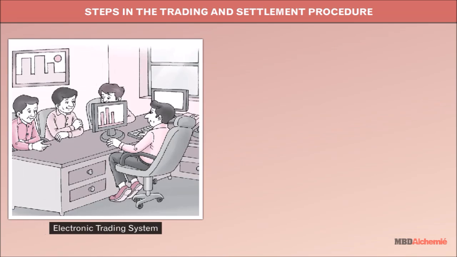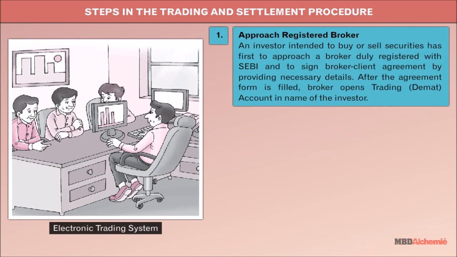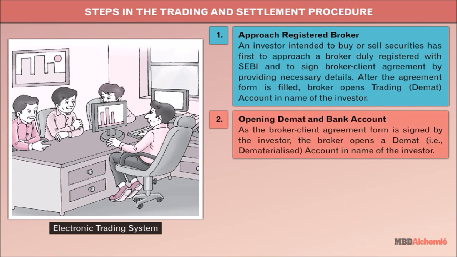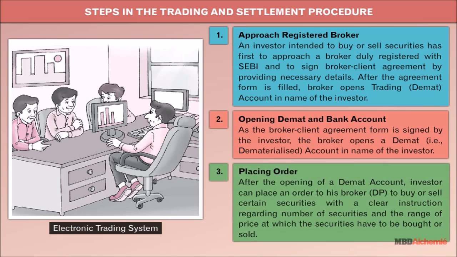Steps in the trading and settlement procedure. First, approach a registered broker. An investor intending to buy or sell securities has first to approach a broker duly registered with SEBI and to sign a broker-client agreement by providing necessary details. After the agreement form is filled, the broker opens a trading or demat account in the name of the investor. Second, opening demat and bank account. As the broker-client agreement form is signed by the investor, the broker opens a demat, that is, dematerialized account, in the name of the investor.